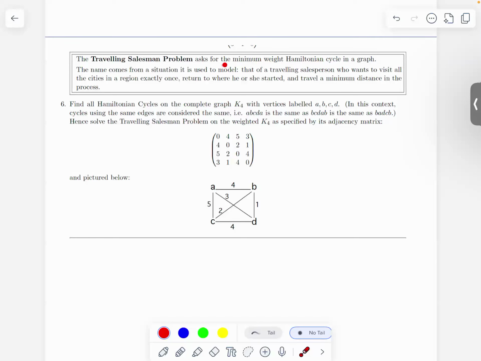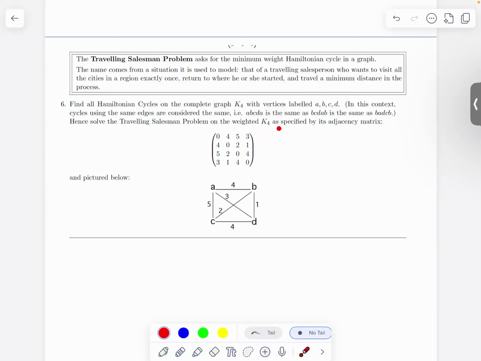So it asks for the minimum weighted Hamiltonian cycle. He or she wants to visit the villages or houses just one time. So a Hamiltonian cycle in a graph. The name comes from the situation it is used to model, a traveling salesperson who wants to visit all the cities in a region exactly one time, return to where he or she started, and travel a minimum distance in the process. Same thing. Now, we have the adjacency matrix of a weighted graph for this one, K4.